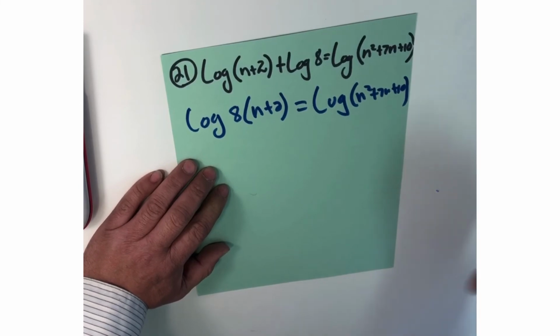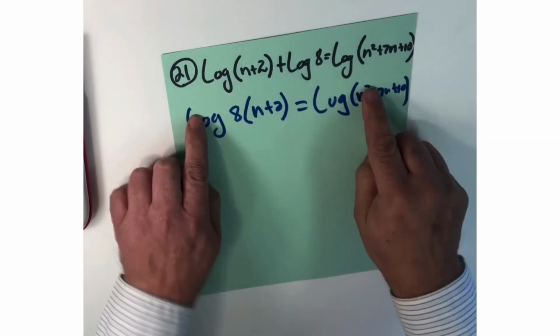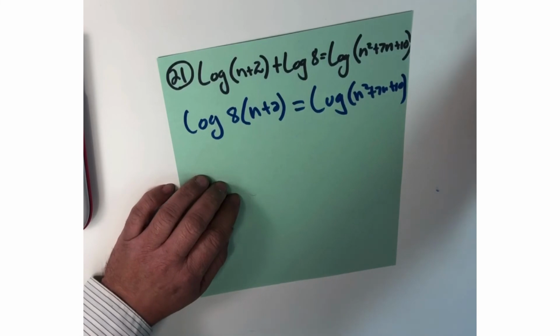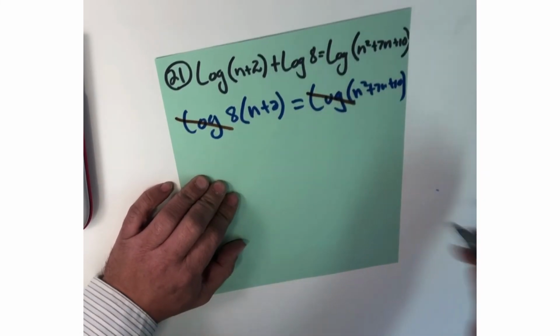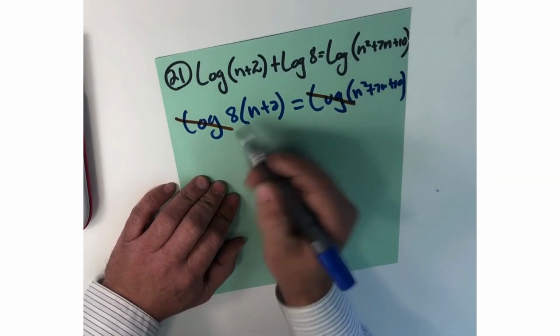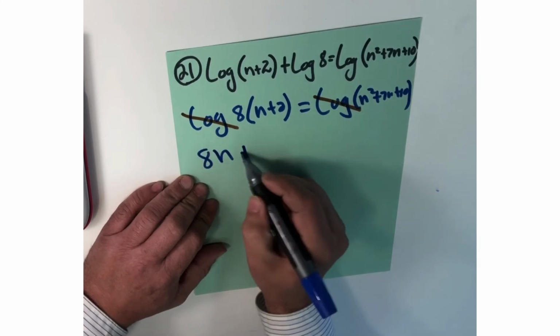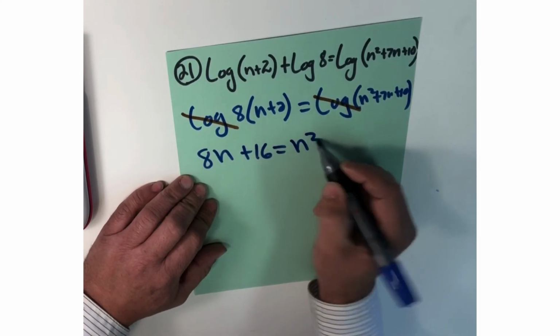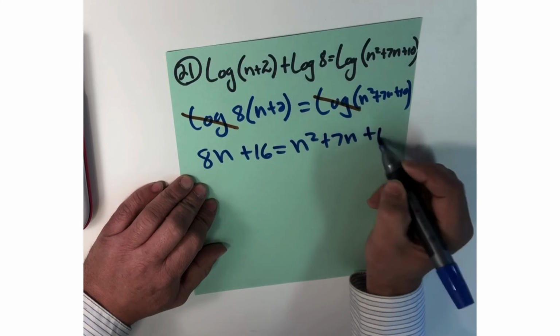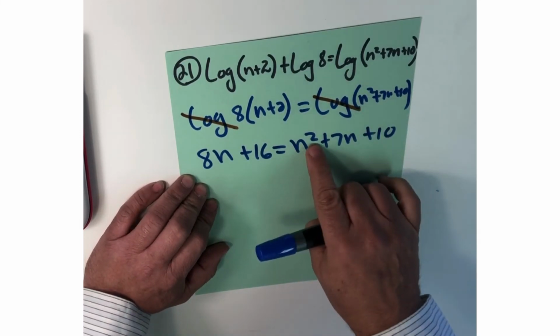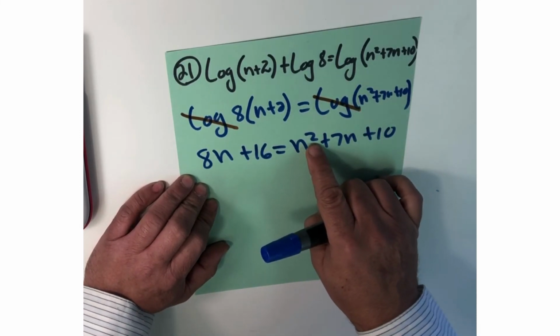Now ask yourself again, how many logs? 2 equal logs. Oh, I know that one. We cancel. Voila, there we are. So now I'm just going to distribute and say 8n plus 16 is equal to n squared plus 7n plus 10. This is a quadratic, which means I have to factor at some point.